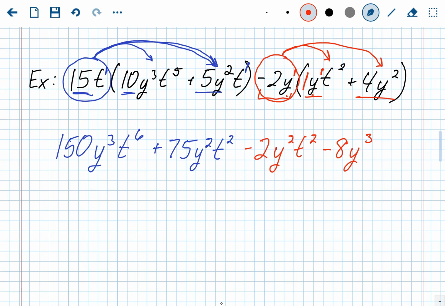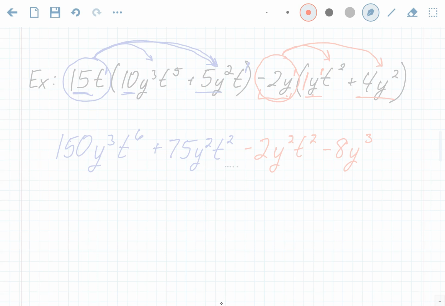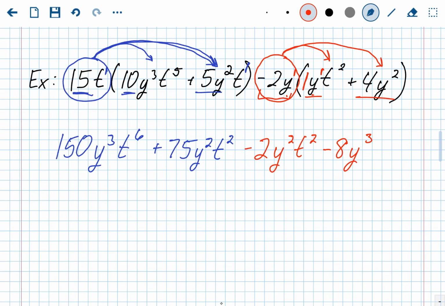So now if we can, we're just going to try and combine like terms, if there are any. Remember, to be a like term, it has to have the exact same variables with the exact same exponents. So there's a lot of y's and t's here, but are any of them the exact same? Okay, so looking through here, we got y to the third, t to the sixth. There's no more of those. The second term is y squared, t squared. The third term is also y squared, t squared. So these are like terms.